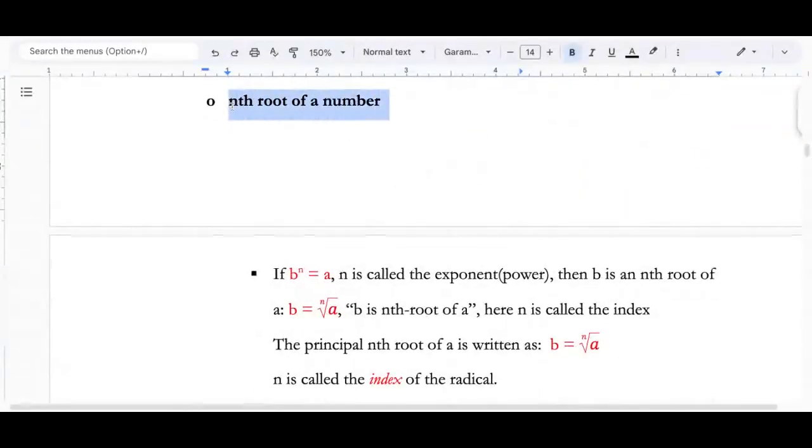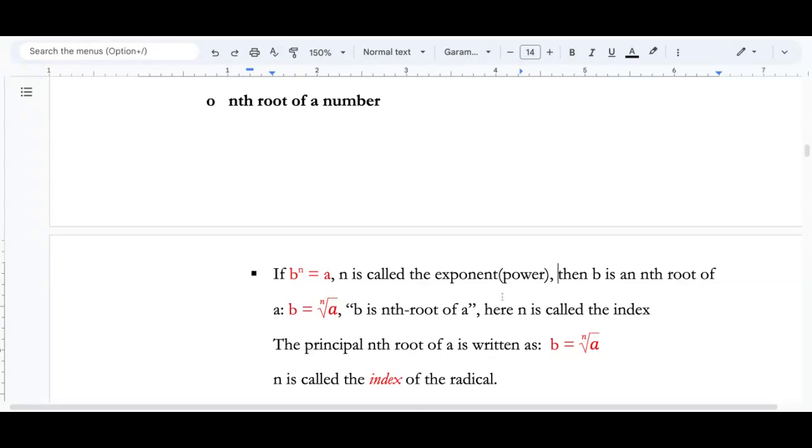All right, so our focus is the nth root of a number. If we have a equals b raised to n, n is called the exponent or power, and b is called the base. A equals b raised to n. B is the nth root of A.